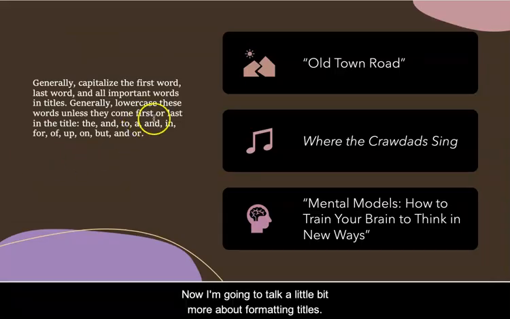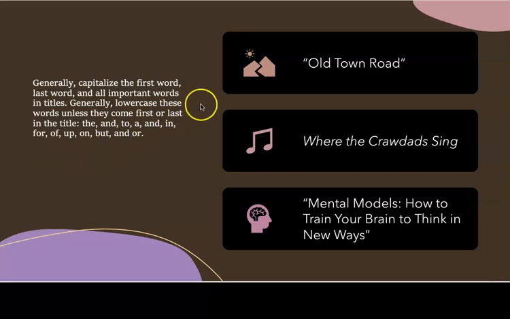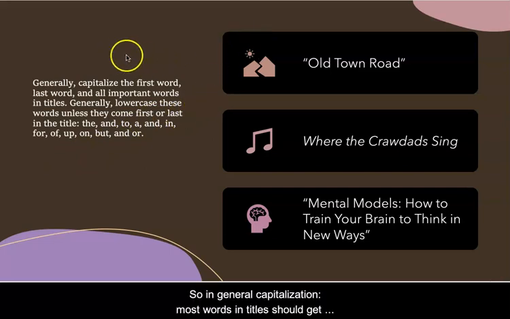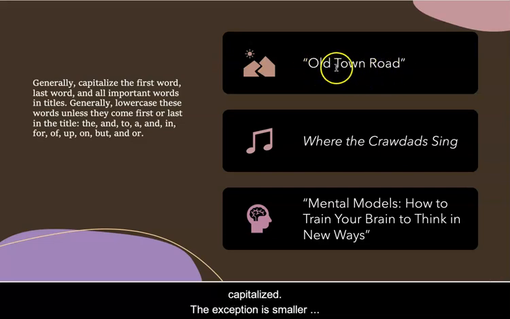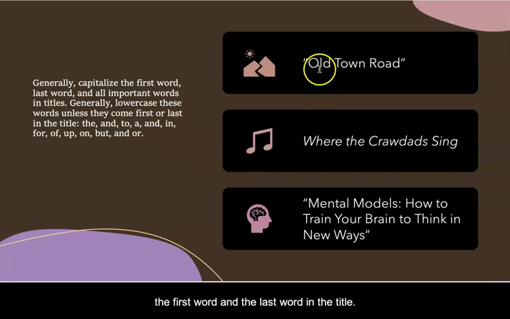So now I'm going to talk a little bit more about formatting titles. In general, for capitalization, most words in titles should get capitalized. The exception is smaller words, words like the, and, to, in, etc. You also always need to capitalize the first word and the last word in a title.